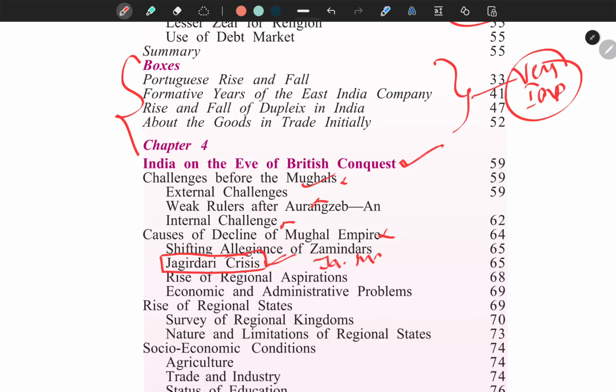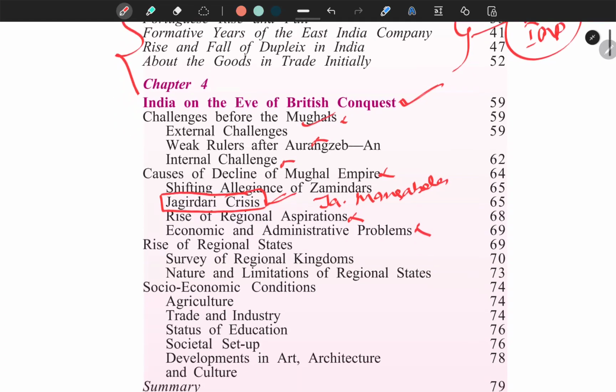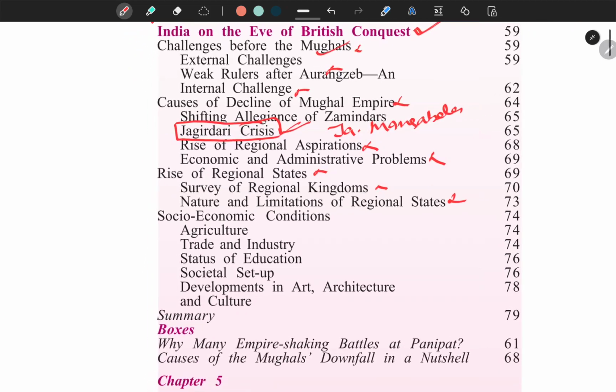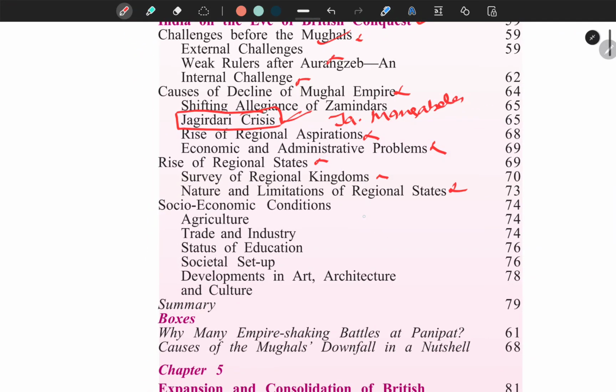Jagirdar and Mansabdar systems are very important. Rise of regional aspirations? No. Economic and administrative problems? No. Rise of regional states? No. Survey of regional kingdoms? No. Nature and limitation of regional states? No. Socio-economic conditions? See, these are all unwanted, unnecessary stuff they have given here.